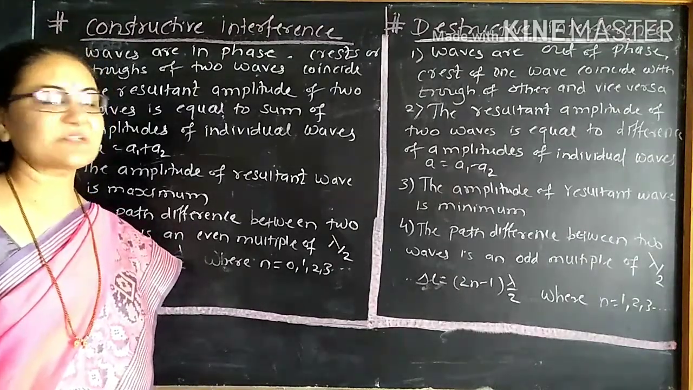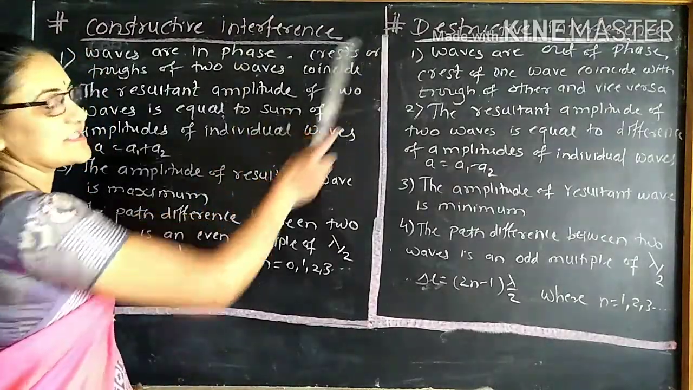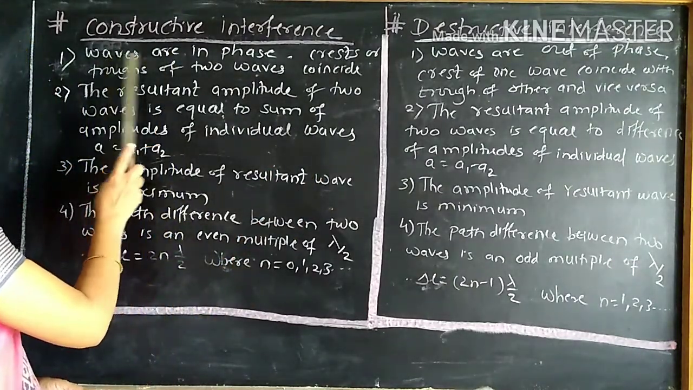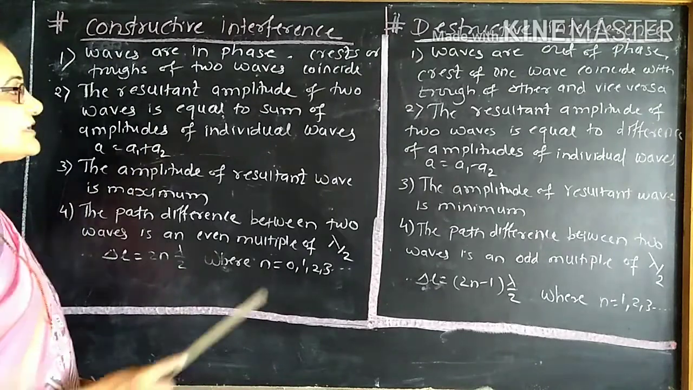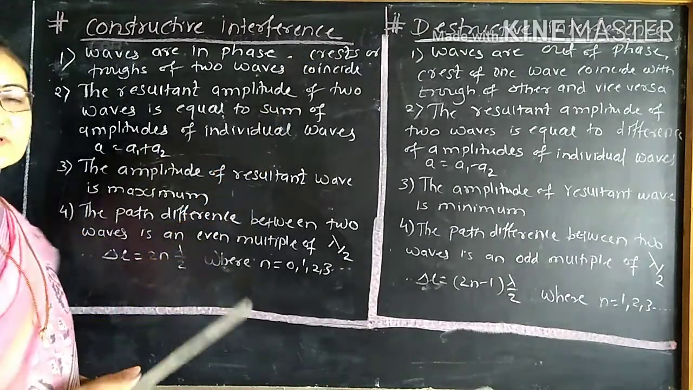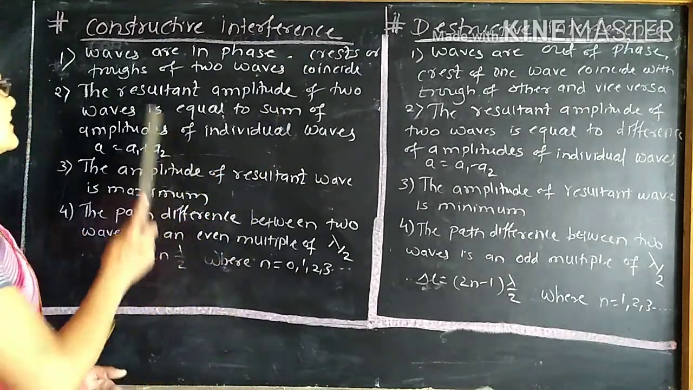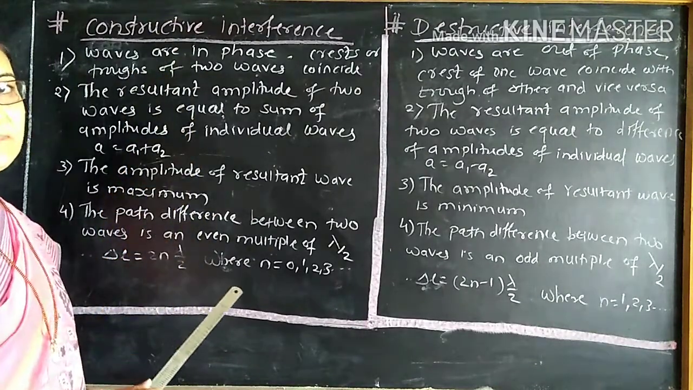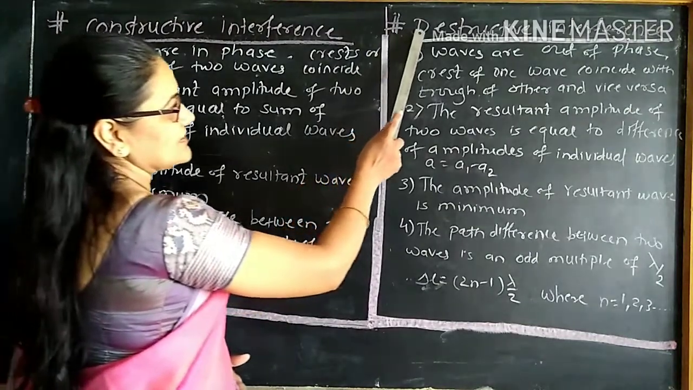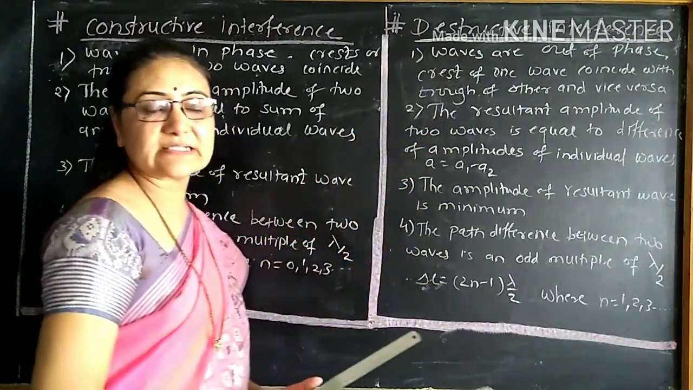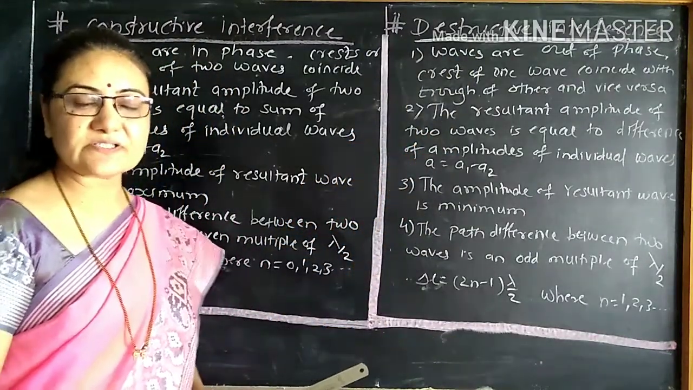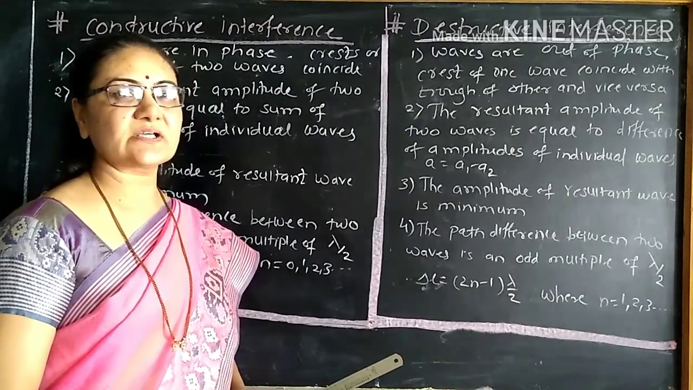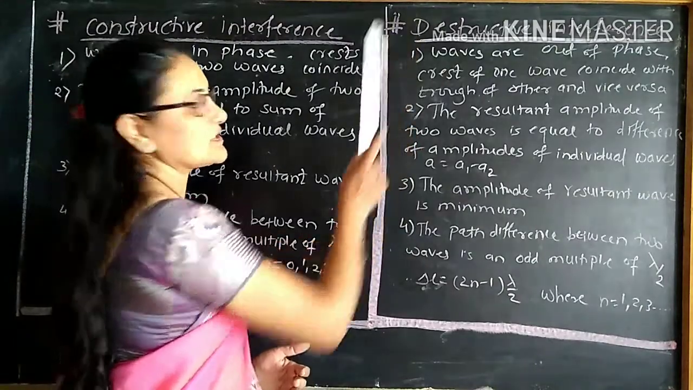Here is the distinction between constructive interference and destructive interference. We know that for constructive interference, both waves are in phase. That means the crest due to the first coincides with the crest due to the other, or the trough due to one coincides with the trough due to the other. We get constructive interference. While for destructive interference, waves are out of phase. That means the crest due to the first coincides with the trough due to the other, or the trough due to one coincides with the crest due to the other. That time we get destructive interference.